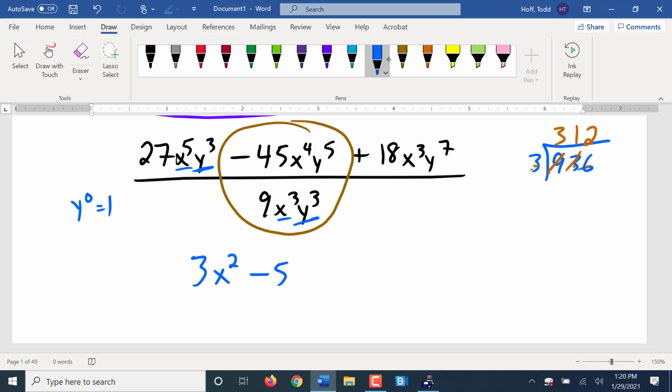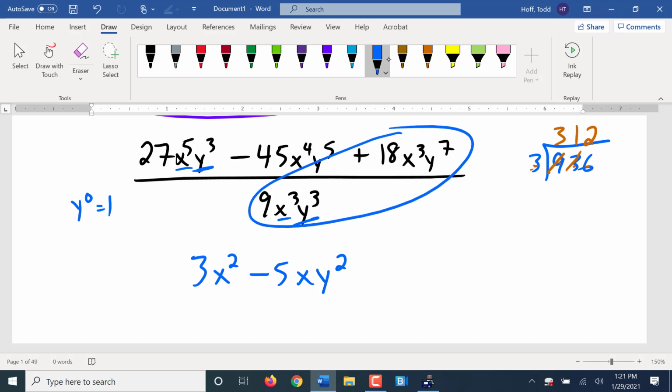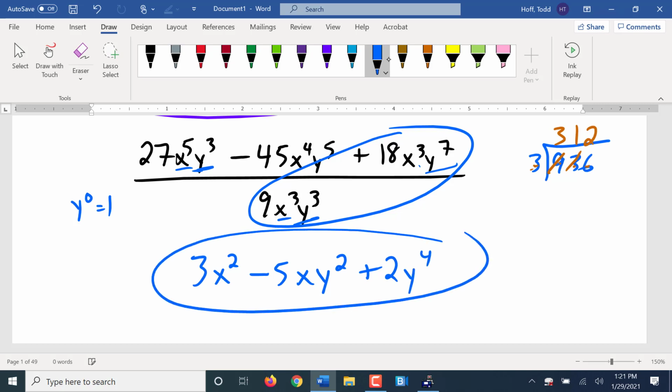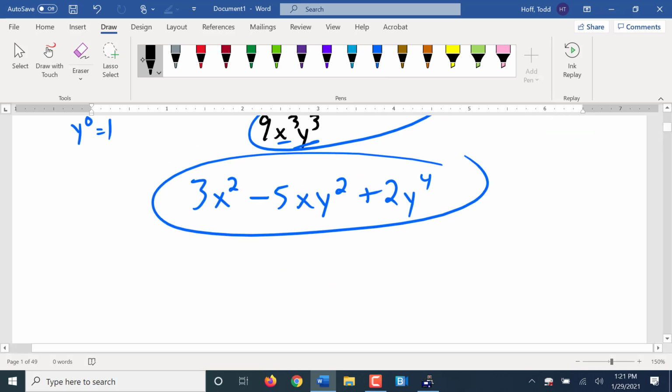X to the fourth divided by x to the third is x to the 1, or just x, you got it. And y to the fifth divided by y to the third is y squared, good. Finally, we go to the 18 x to the third, y to the seventh. 18 divided by 9 is 2, it's positive, so I'm going to put plus there, plus 2. X to the third divided by x to the third is x to the 0, so it cancels out. Y to the seventh divided by y to the third is y to the fourth, and that's it.